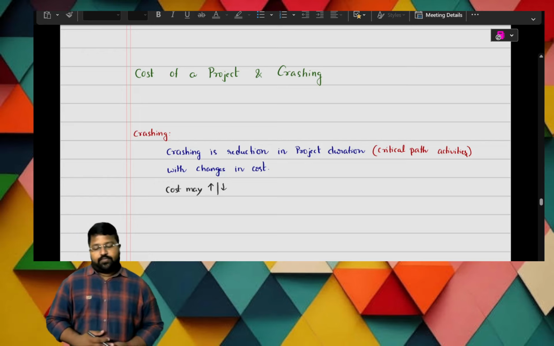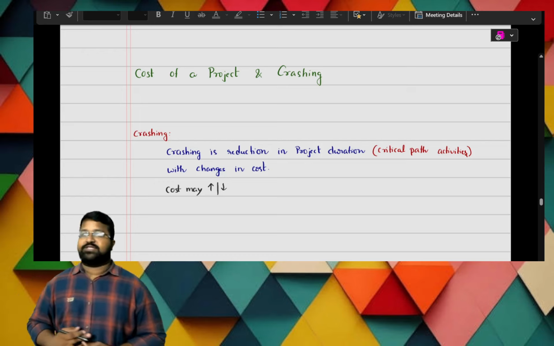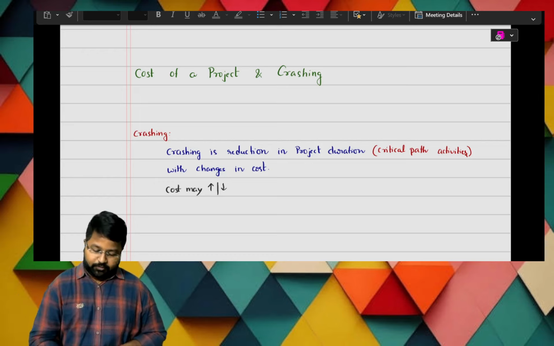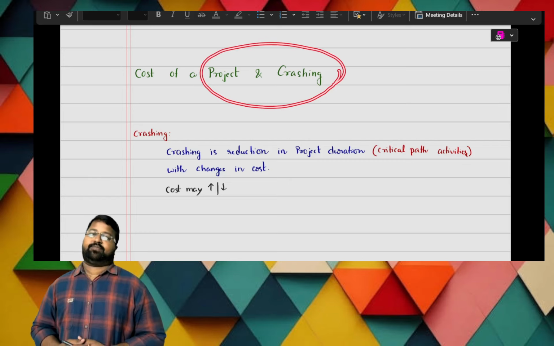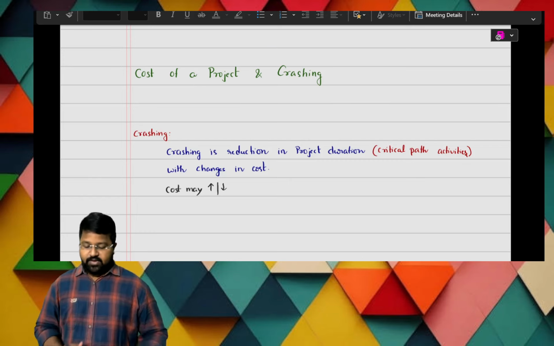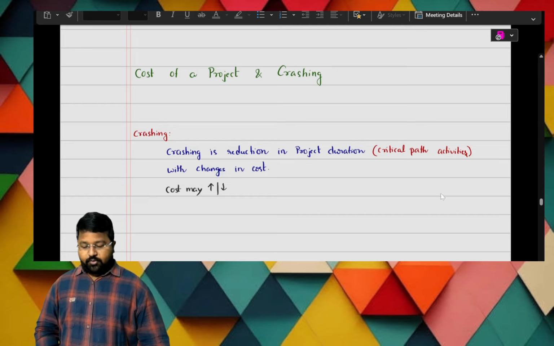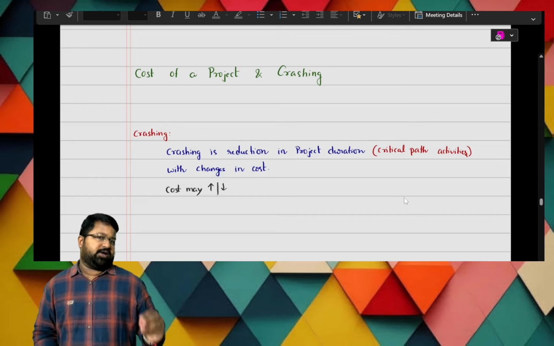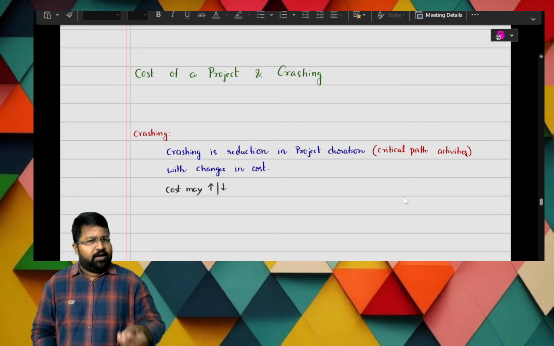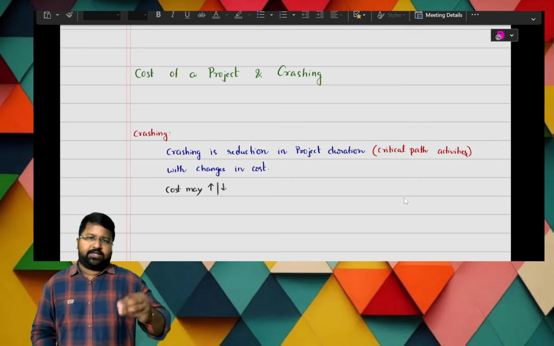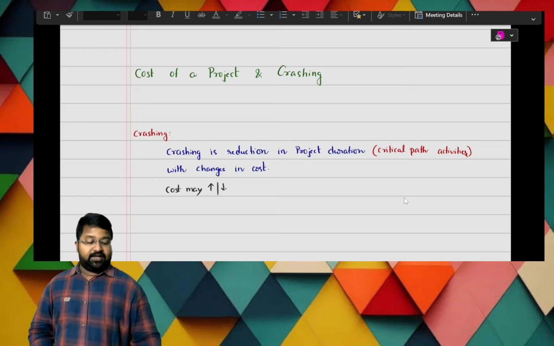Next, what? Cost of project and crashing. What is this, sir? Cost of project and crashing. That we shall see. First, cost of project is nothing but the cost incurred for the completion of the project. It includes direct cost and indirect cost. But what is meant by crashing, sir? Let us see that.